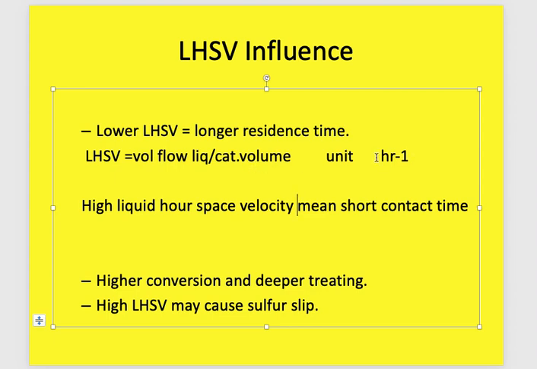Okay, so now we understand that liquid hourly space velocity is a very important parameter, and the meaning is the contact time between feed and the catalyst. If you calculate and find it high, this means short contact time. If you find it low, this means good contact time and longer residence time inside this reactor, supporting the conversion. Higher conversion and a deeper treatment. High liquid hourly space velocity may cause sulfur slip.